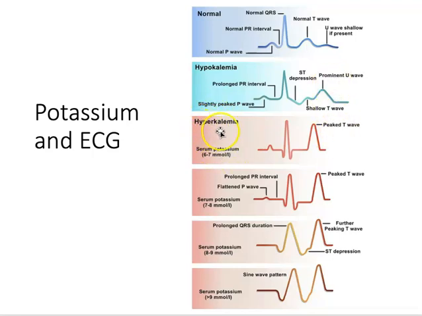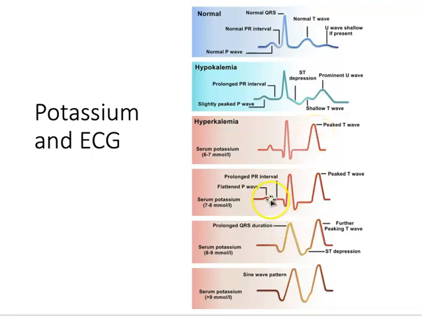If you have high levels of potassium, and you'll notice here the amounts, so here it's 6 to 7 millimolars of potassium, 7 to 8, 8 to 9, and then greater than. Even with just a little bit of elevated levels of potassium, we see a really elevated T wave, almost as big as that QRS complex. That, again, can be very dangerous.